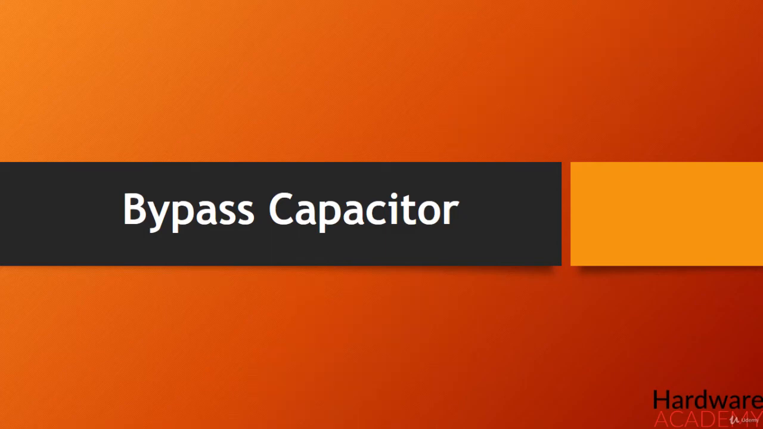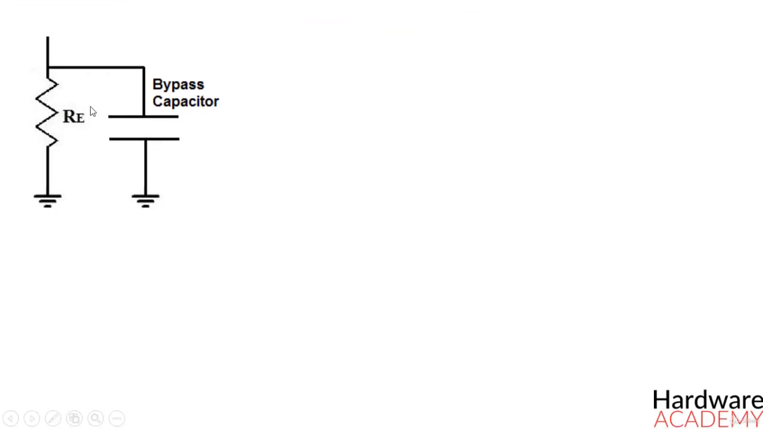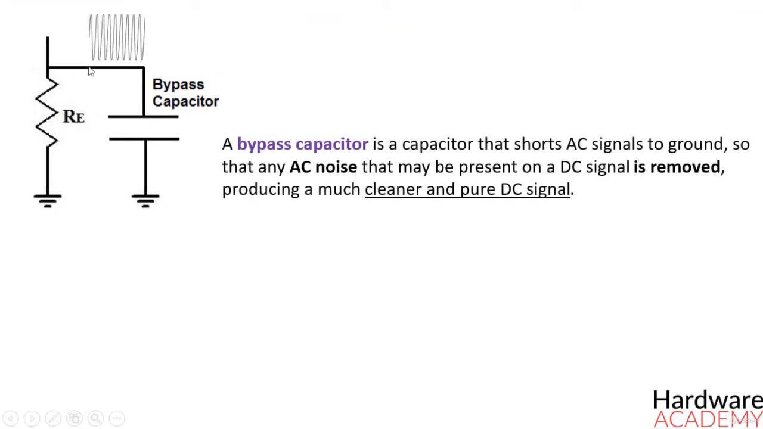In electronics, you will hear many times people talking about bypass capacitors. This capacitor connection is probably the most common one, and you will see this in almost all circuits. A bypass capacitor is basically a capacitor that shorts AC signals to ground so that any AC noise that may be present on the DC signal is removed, producing a much cleaner and pure DC signal.